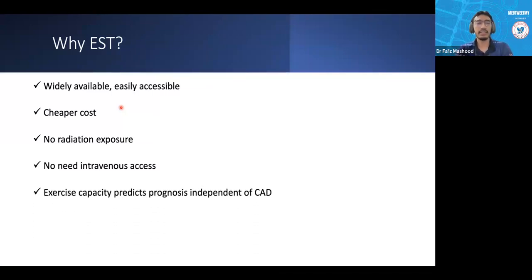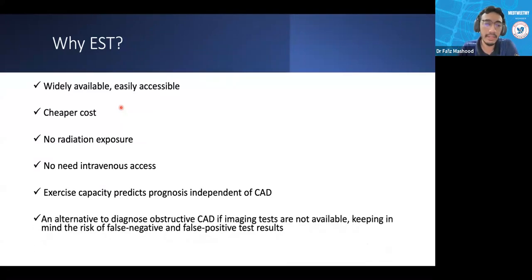And again, EST is not just for evaluation of CAD. There are other functions of EST. For example, we can assess our exercise functional capacity to predict prognosis, such as 5-year survival rate. EST also acts as an alternative to diagnose CAD if imaging tests are not available. But we need to keep in mind the possibility of false negative and false positive results of EST. Now we focus on EST alone.